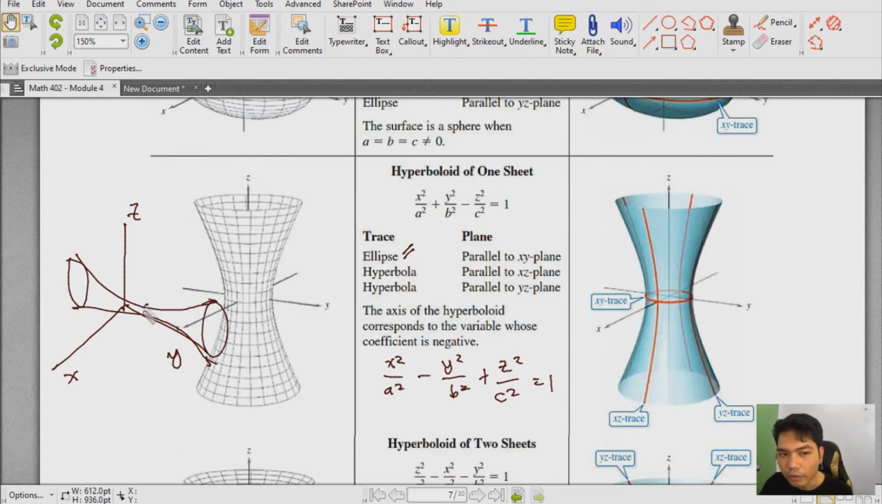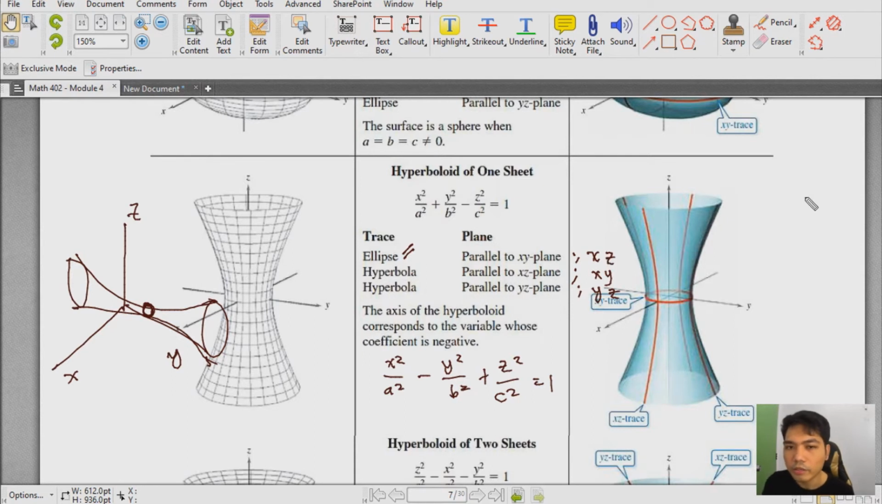So, therefore, mapoproduce natin na trace parallel to the xz plane. So, therefore, for the xz plane, we have an ellipse. Okay, so sa xz plane siya. And then, ano naman yung hyperbola? So, yung hyperbola, it could either be the xy or the yz plane. So, yan yung ating magiging hyperbola.